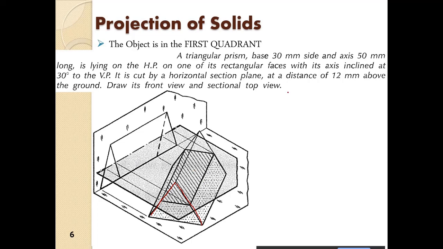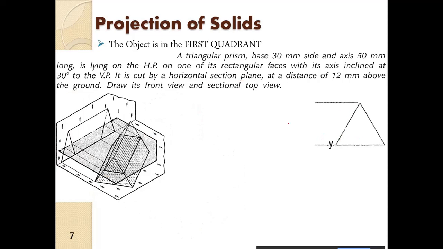It is cut by a horizontal section plane, and this is the section which is cut here. So now what we have to do is, it is 12 mm above the ground, and we have to draw its front view. This is obviously the front view, and we have to draw the sectional top view.